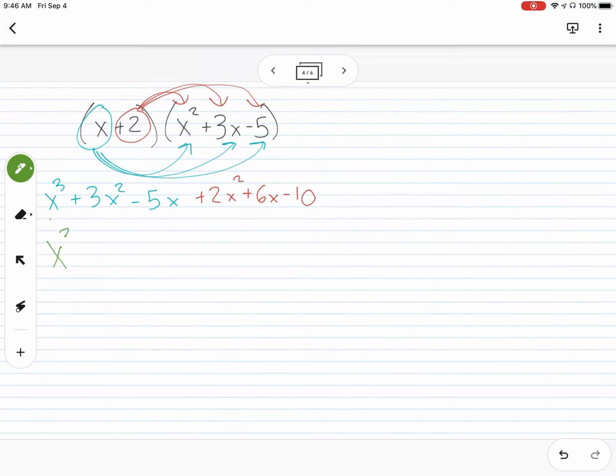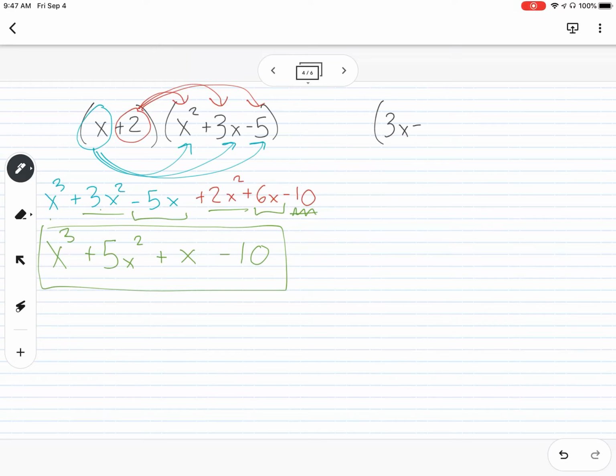So if we look here, we see only one x cubed. I've got 2 x squareds, so add those. 3 plus 2 is 5. I've got 2 x's. Negative 5 plus 6 would be 1. And then this is the only constant. So there's the final answer. That's a binomial and a trinomial. I'll do one more example of that.